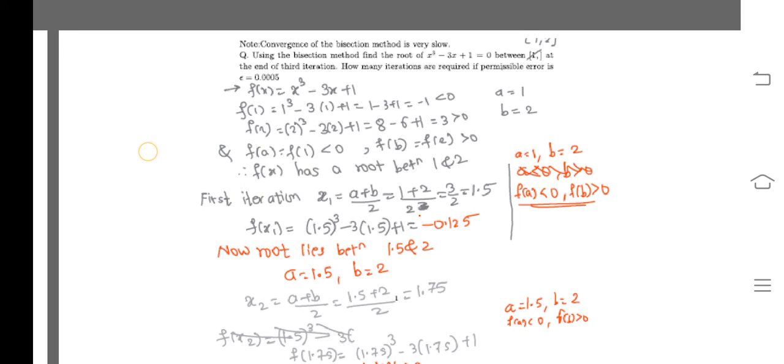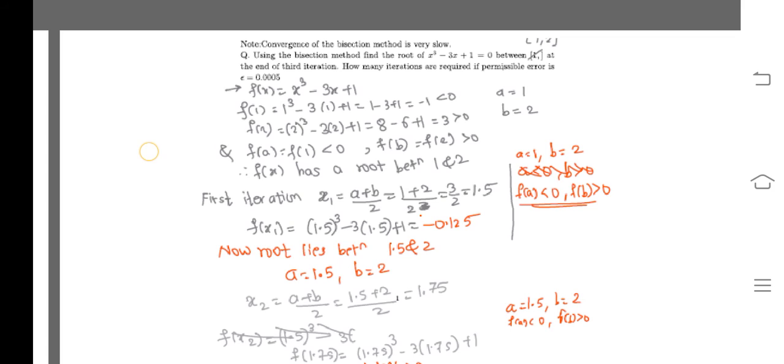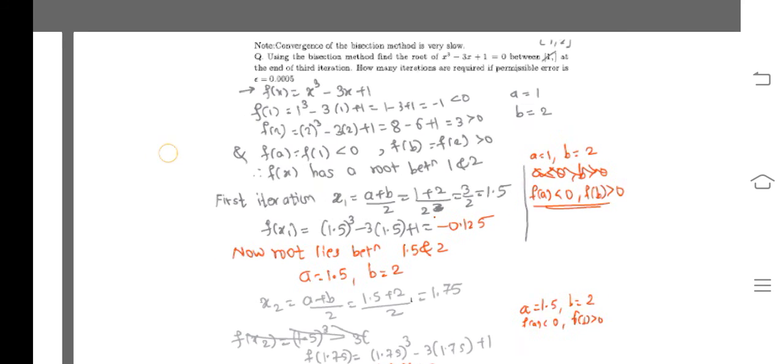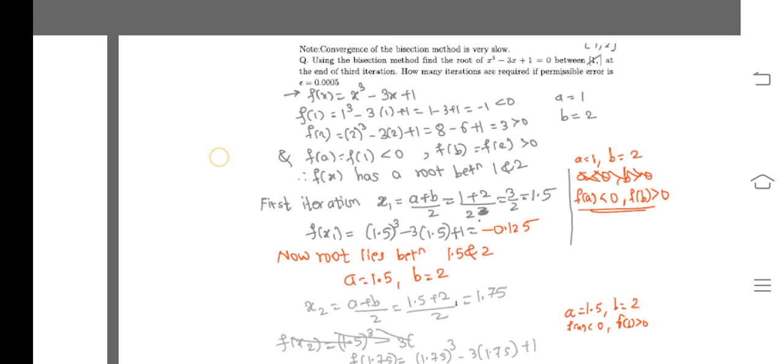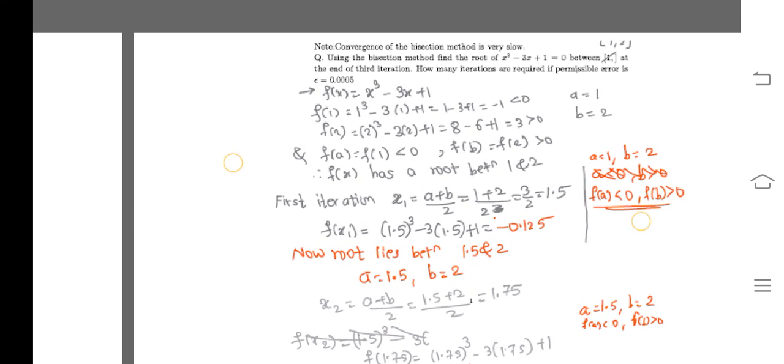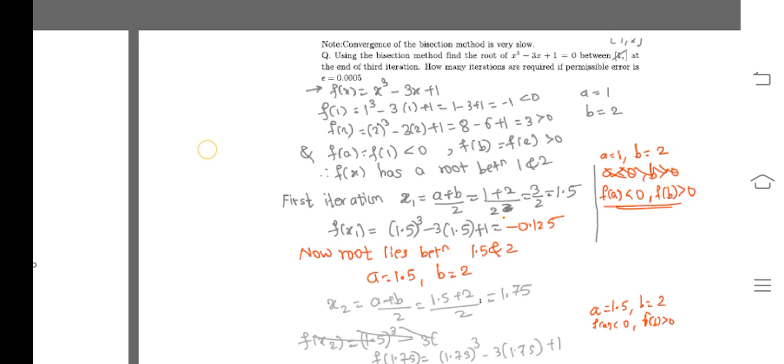f(1) is -1, that is less than 0. f(b) is f(2), that is greater than 0. So f(x) has a root between 1 and 2. So the first iteration is x1 = (a + b)/2, that we will get 1.5. f(x1) is -0.125. So now the root will lie between 1.5 and 2.